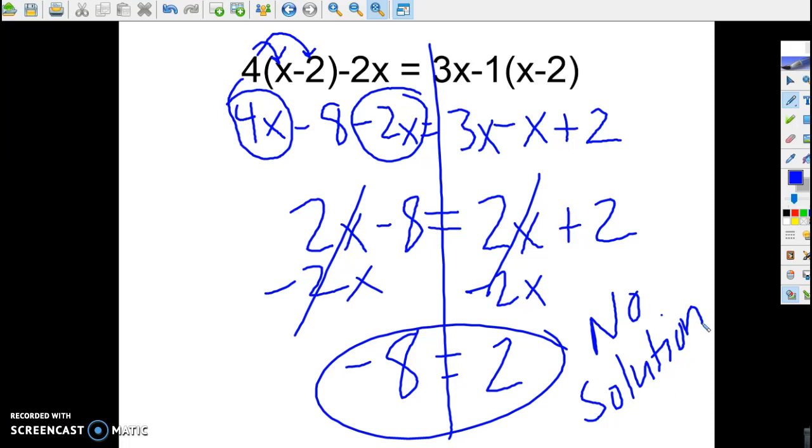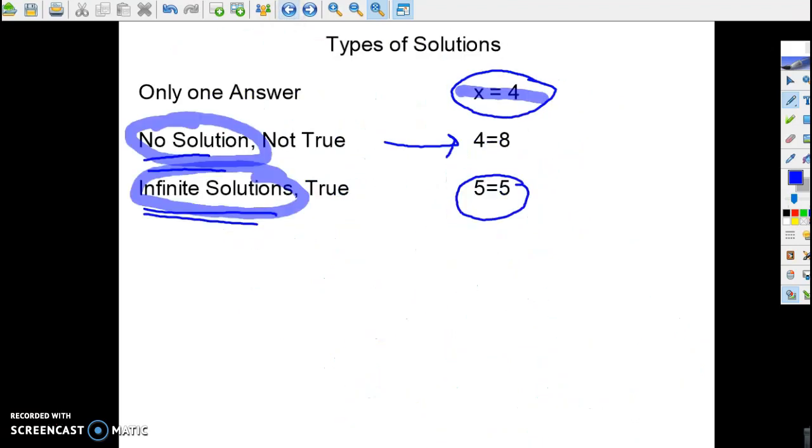So what you're going to do today is you're going to look at 3 different types of problems. You're going to look at problems that when you solve them, you get 1 answer. 1 answer means you have 1 solution. You'll solve problems where you have no solution, where you end up with something like 4 equals 8 where it's not true. And then you'll have problems that are infinite, where when you solve them, they still create a true statement. So what I would like for you to do right now is write down the 3 different types of solutions. 1 solution, no solution, infinite solution. So you have an example to look back at.